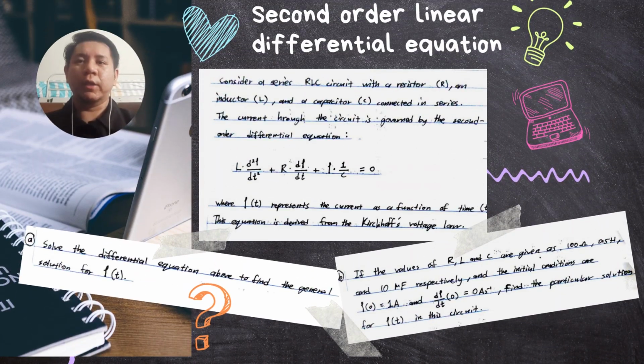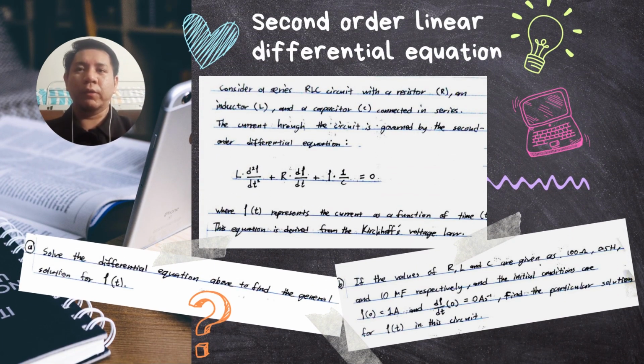Thank you. Okay, for the next part of second order linear differential equation, consider a series RLC circuit with a resistor, an inductor, and a capacitor, represented by R, L, C respectively, connected in series. The current through the circuit is governed by the second order differential equation: L d²I/dt² + R dI/dt + I times 1/C equals 0.